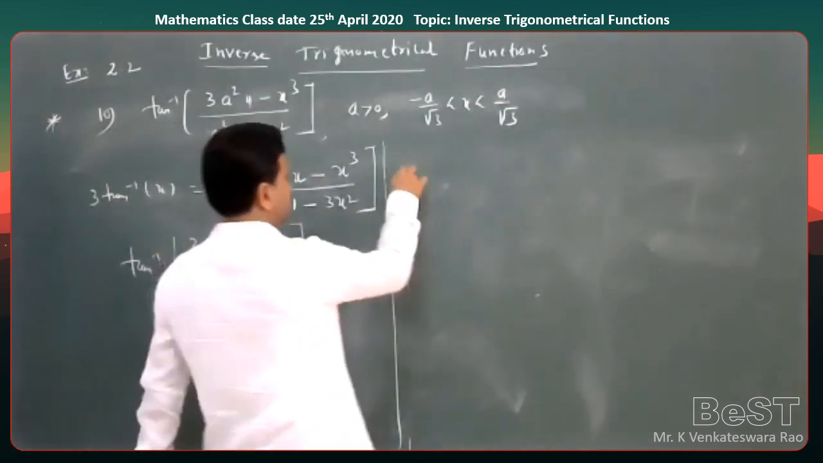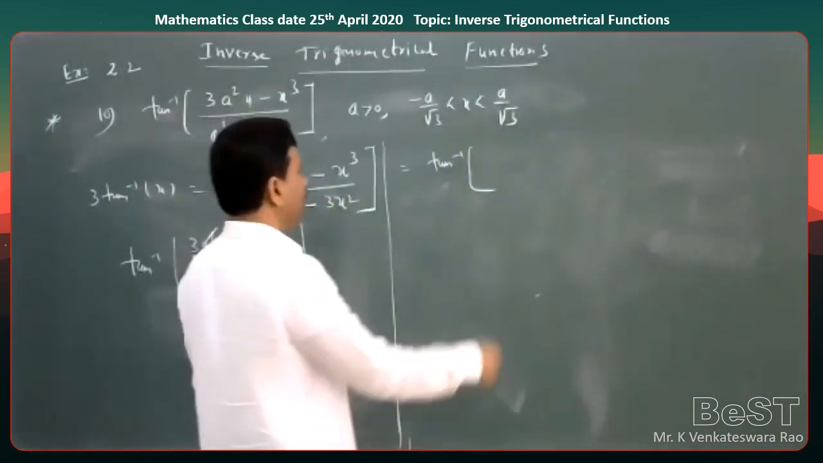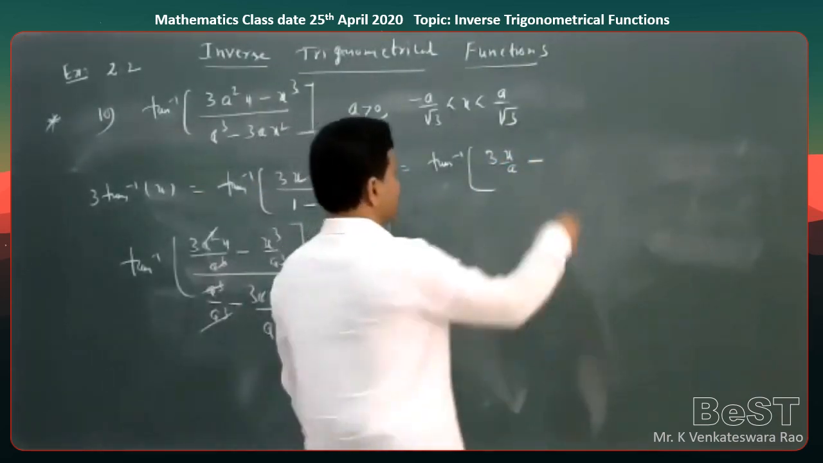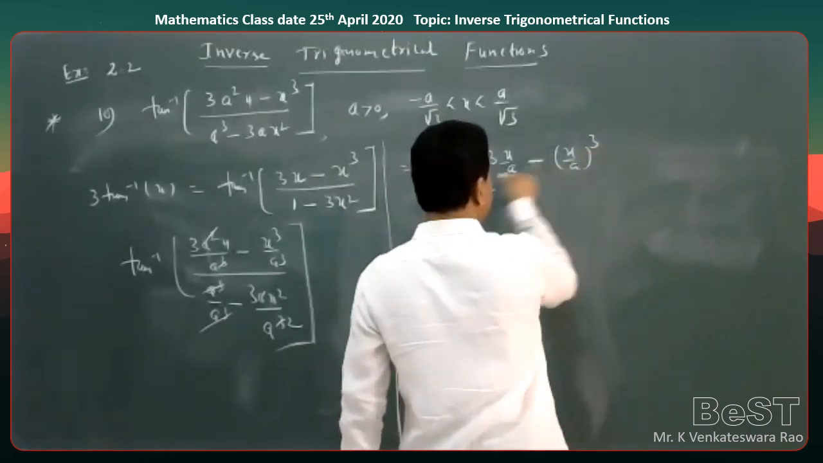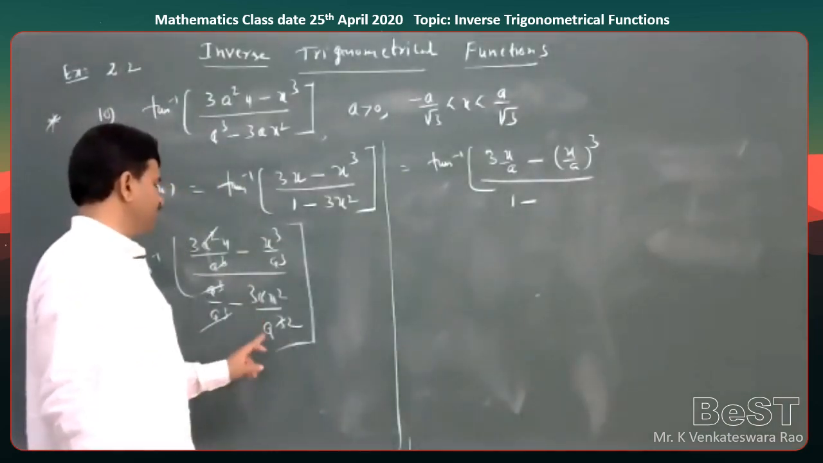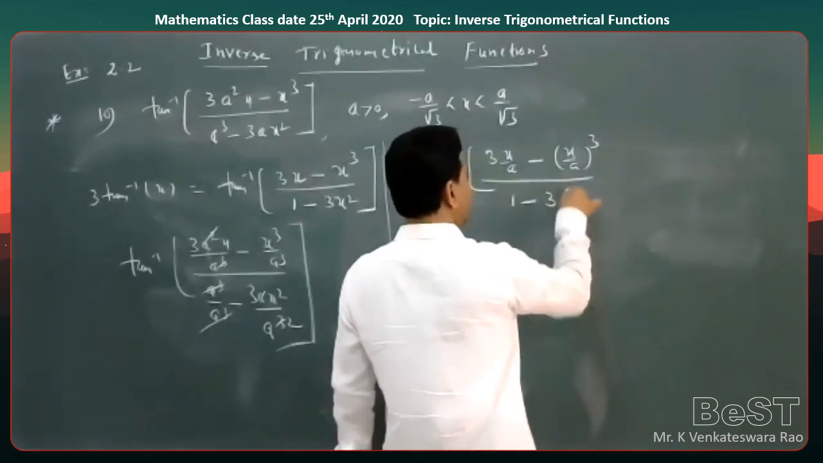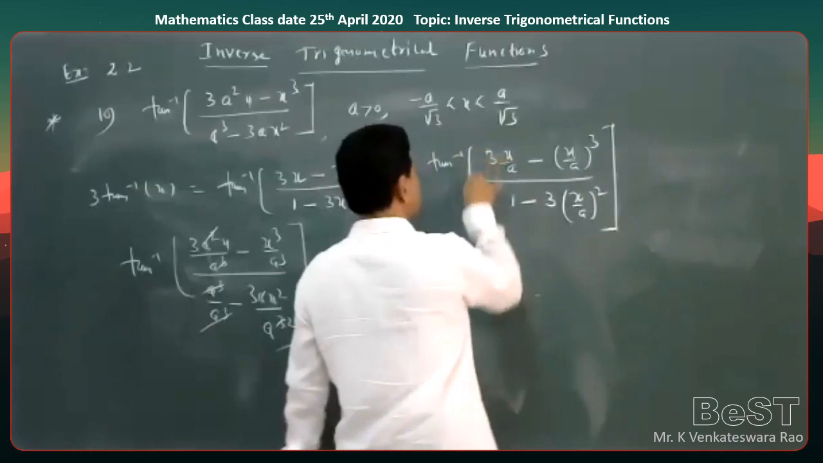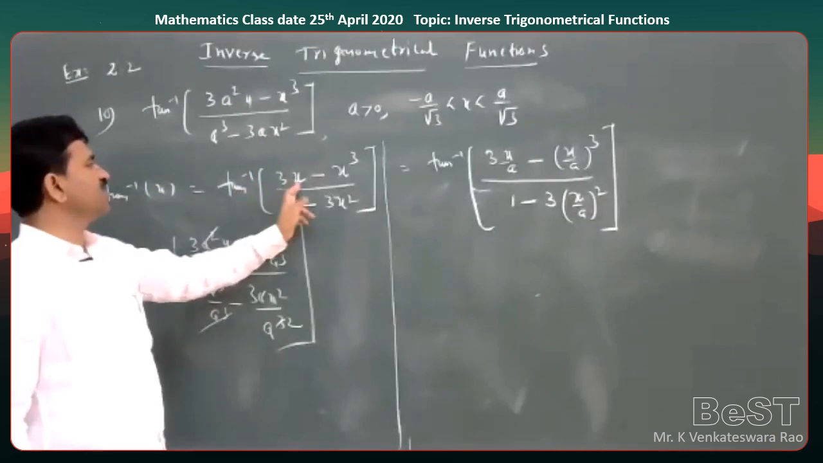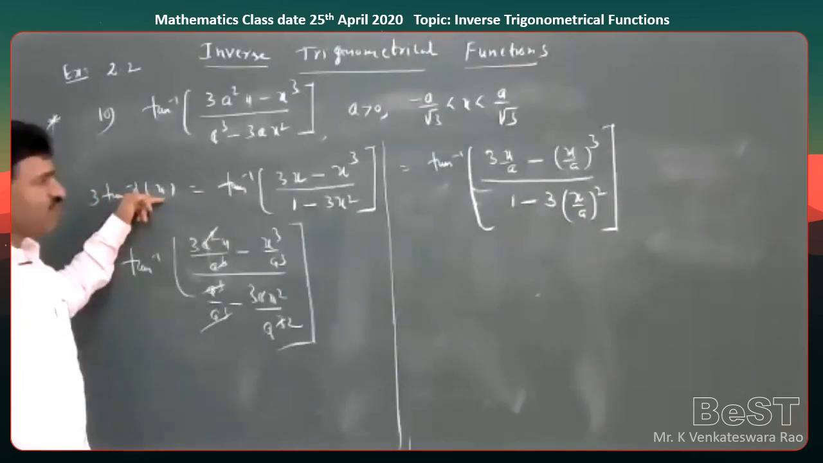So how is this function now? See this one. Tan inverse of 3 into x by a minus x by a whole cube by 1 minus 3 into x by a whole square. So in case, directly you can write the answer. Directly this form is tan inverse of 3x minus x cube by 1 minus 3x square. We can write 3 tan inverse of x by a.